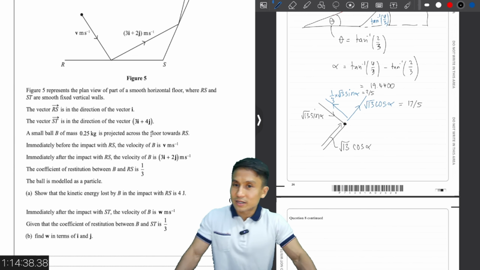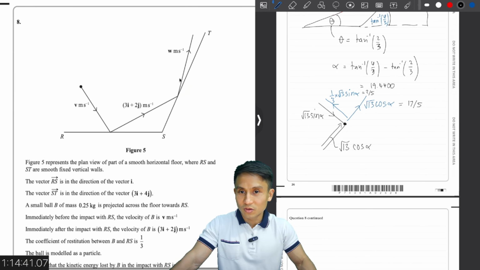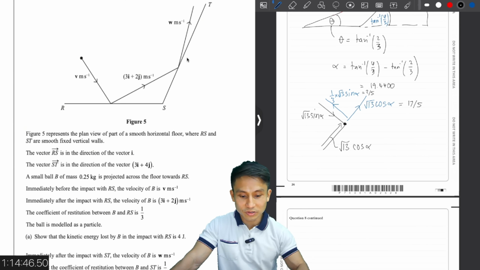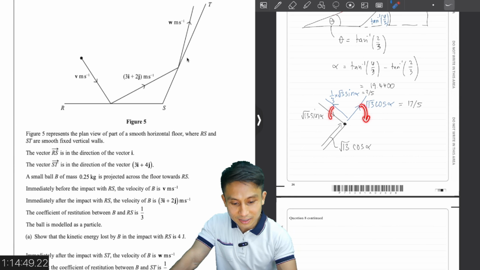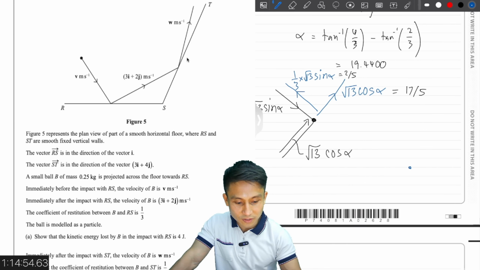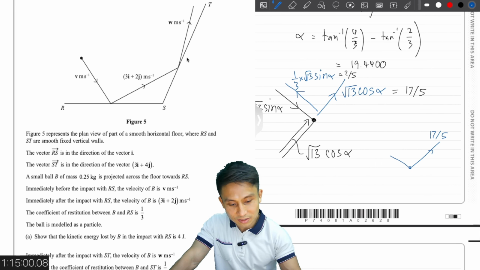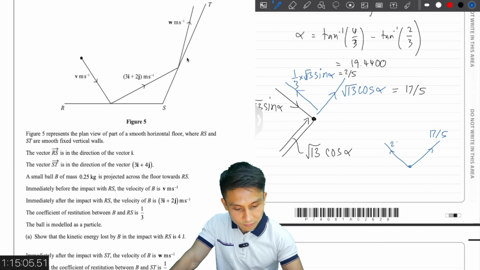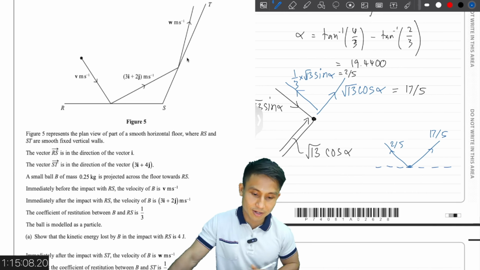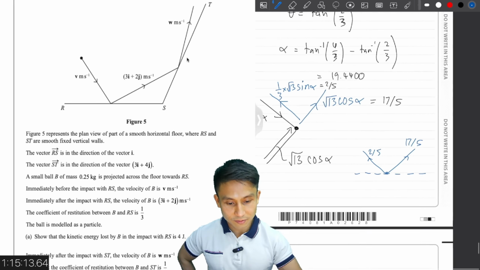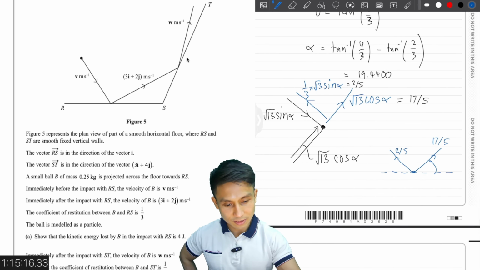As you can see, now we get the two components, but this is not along the i and j direction. So we want to resolve this in the i, and this in the i, and this in the j, this in the j. So we're just going to resolve those two vectors. This is going 17/5 in that direction. This is going 2/5 in that direction, and we know the angle here, right? This is still alpha, isn't it?